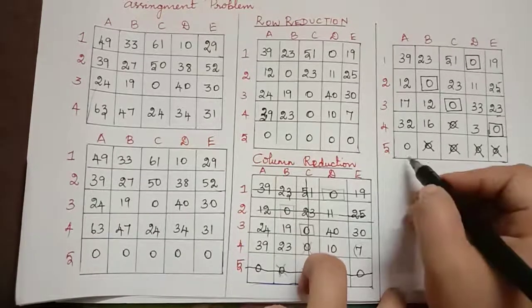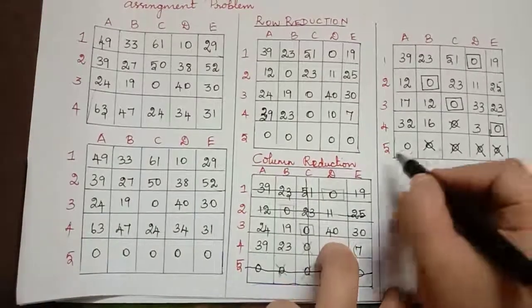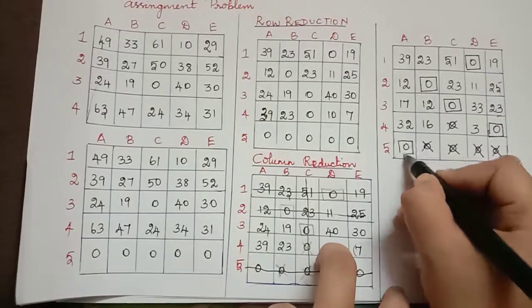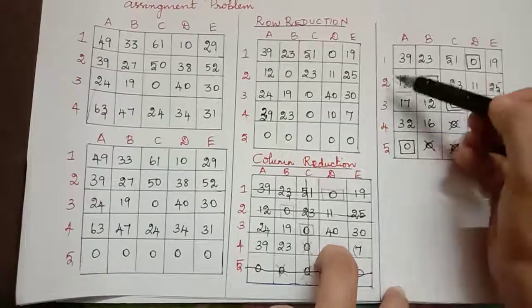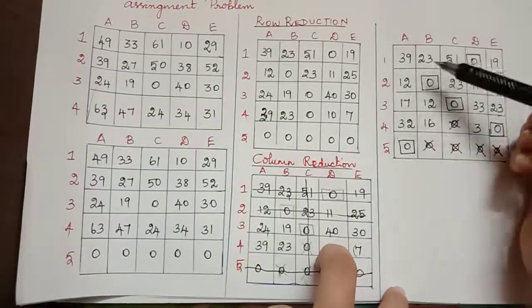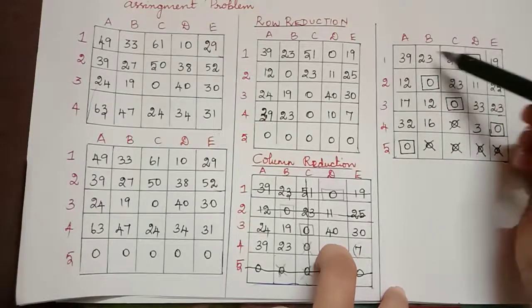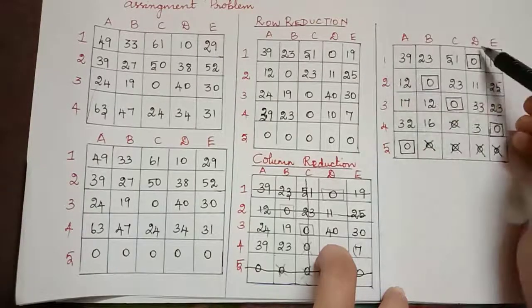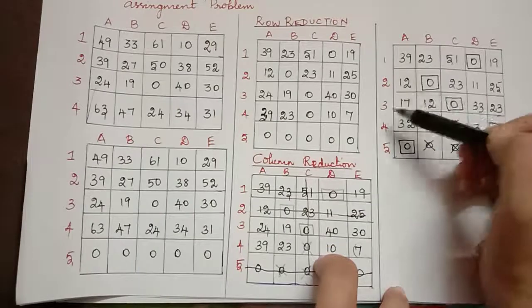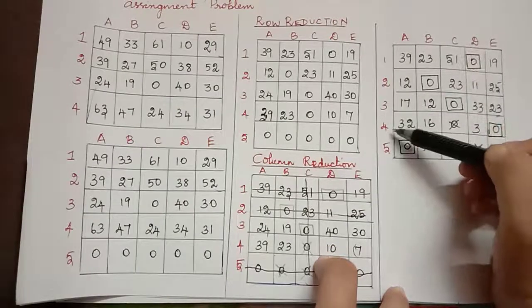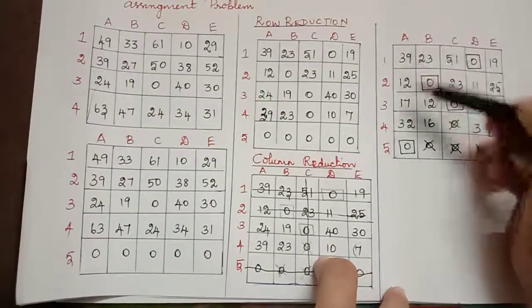Now if we see, the only 0 available for the last row is this 0. Now every 1, 2, 3, 4 and 5 are allotted to all the alphabets. Now if you see, 1 is allotted to D, 2 is allotted to B, 3 is allotted to C, 4 is allotted to E, and 5 has been allotted to A.